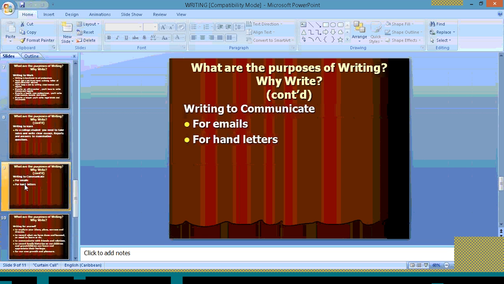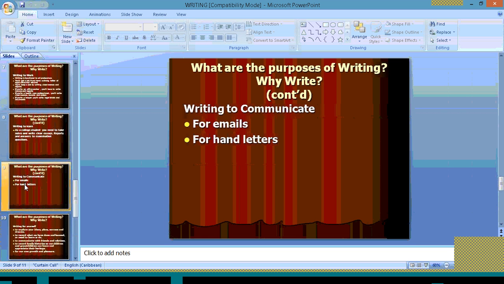Now, writing to communicate. So we looked at writing to work, writing to learn. Now we're looking at writing to communicate. Now, for email, whenever you send out an email, you use Yahoo, Hotmail, Gmail, AOL, all the email, whatever they are called. You're writing to communicate. Alright?